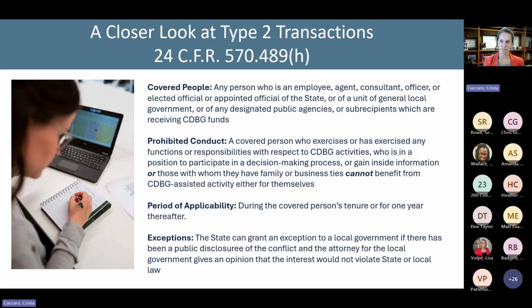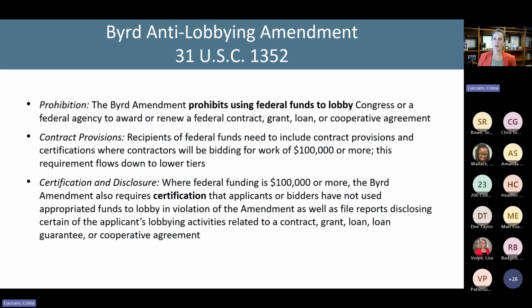A couple of other regulations on conduct, the Byrd Anti-Lobbying Amendment. We find reference to this in Appendix 2. I mentioned that earlier, but I said I was going to save it for this section. The Byrd Anti-Lobbying Amendment prohibits using federal funds to lobby Congress or a federal agency to award or renew a federal contract, grant, loan, cooperative agreement. Basically, you can't use federal funds for lobbying the federal government.